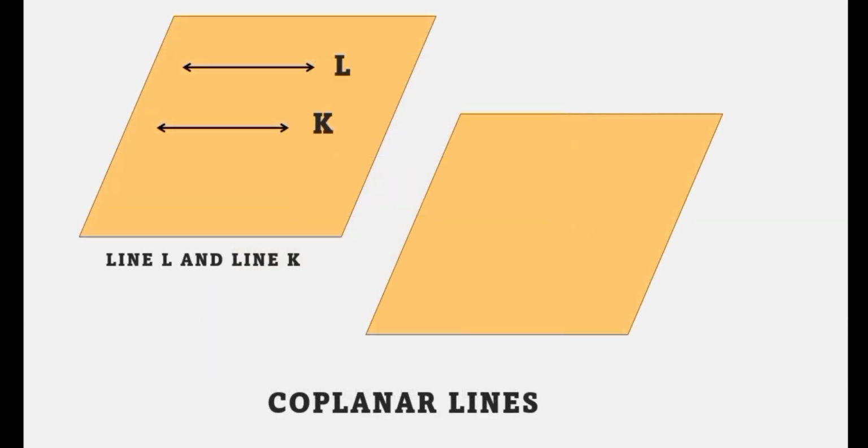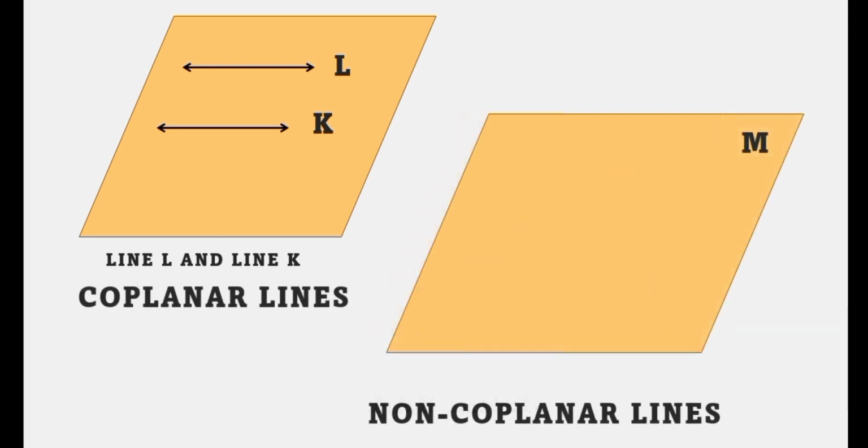And so there is another example of coplanar lines, and it is when 2 lines intersect but also lie on the same plane. So we can also have non-coplanar lines. So let's say this is line R and this is line S. So line R lies on plane M, but line S does not. So line R and line S are known as non-coplanar lines.